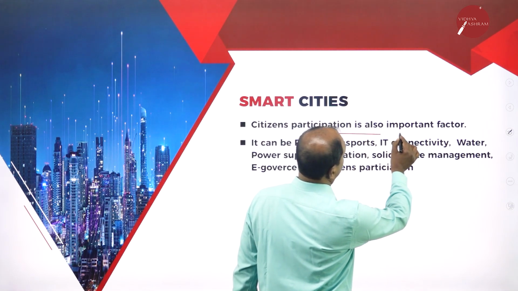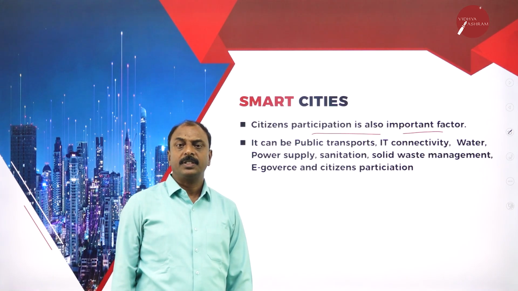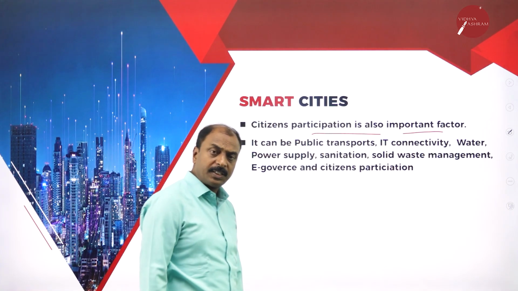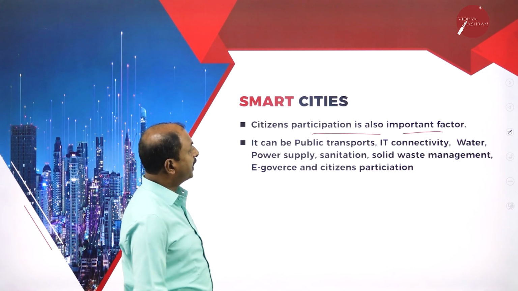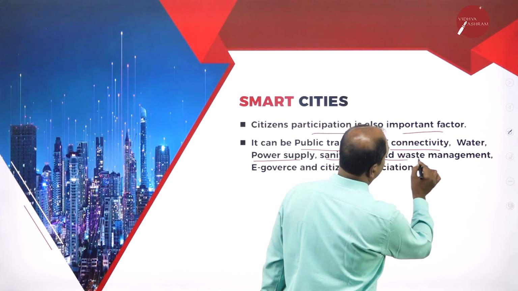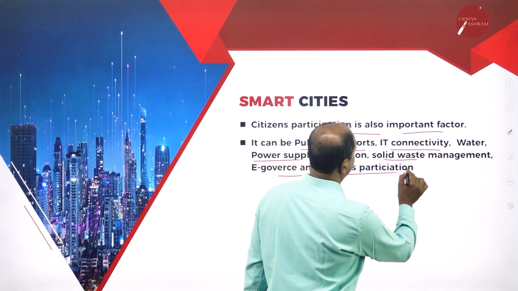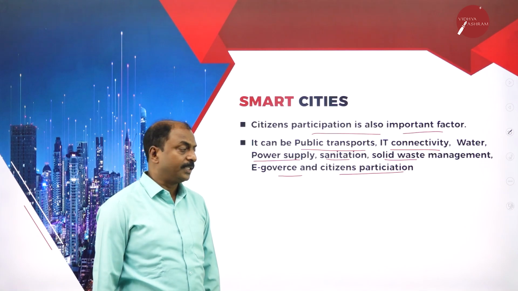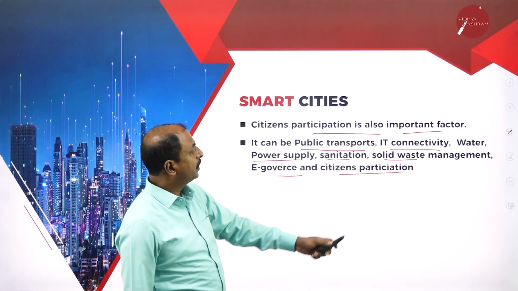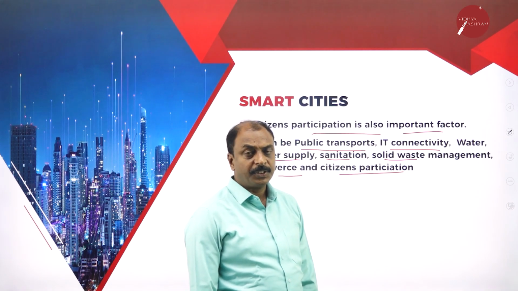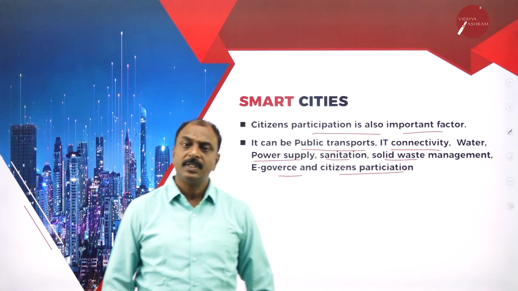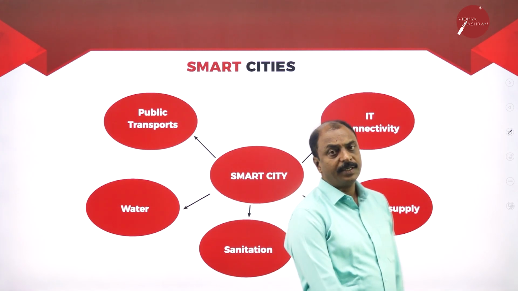Here, the citizens' participation is also an important factor. To make the smart city concept effective, the people or citizens of a particular city have to take part in that particular system. And it can be public transport or IT connectivity, water and power supply, sanitation, solid waste management, e-governance and citizens participation. These are all the parts of smart city. Here the main concept is that all these different resources must be available to the citizens, and citizens participation is also an important factor to find a solution to different types of problems in the city.